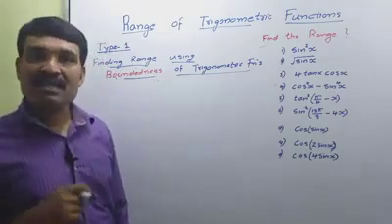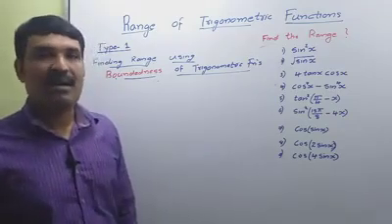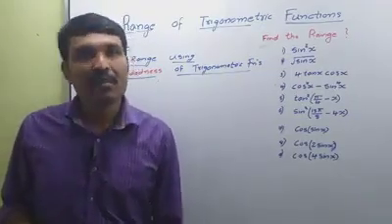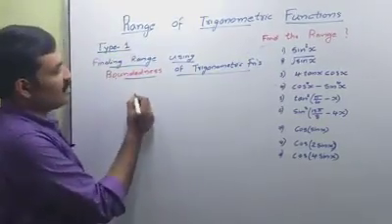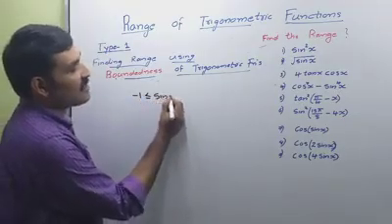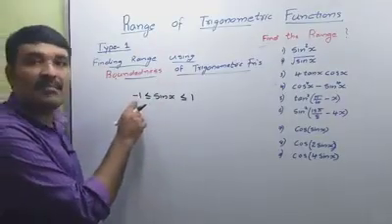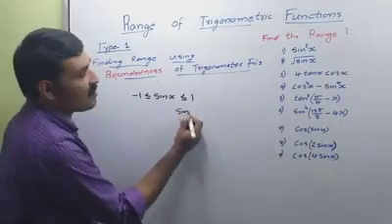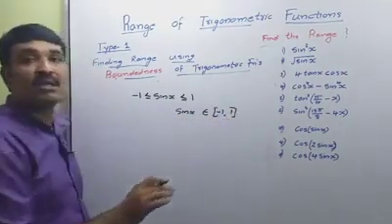And the value of cos x is also bounded between minus 1 and plus 1. And tan x is not a bounded function. Its value is from minus infinity to plus infinity. For sin x, we know that minus 1 is less than or equal to sin x, which is less than or equal to 1. That means it is bounded between minus 1 and 1. That is, sin x belongs to the closed interval minus 1, 1.